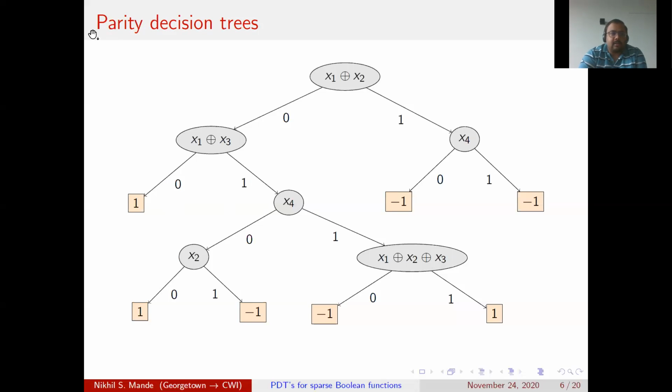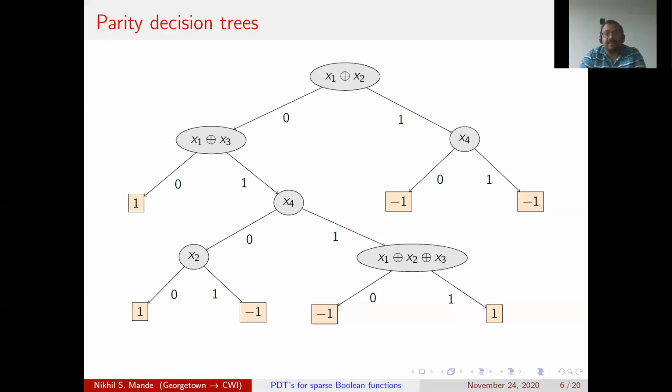So next, I'll tell you about parity decision trees. This is a model of computation to compute a Boolean function. Let me try to describe via an example how a parity decision tree computes a function. So in this figure here, this is a parity decision tree. If you're familiar with the notion of decision trees, it's exactly the same, except queries that are made are parities rather than variables. So it's a generalization of decision trees.